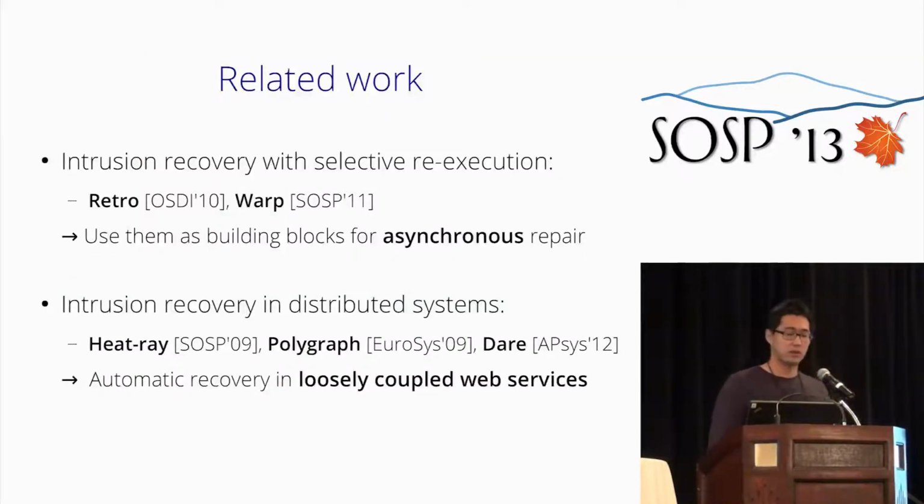There are 2 branches of related work in intrusion recovery with selective re-execution. They are Retro and Warp. In fact, we use them as a building block for asynchronous repair. It means that by using the selective re-execution idea of both projects, we repair integrity within a single machine. In the distributed setting, there are Dare, Polygraph, and Aire. But in Aire, we could enable automatic intrusion recovery in rather loosely coupled websites.